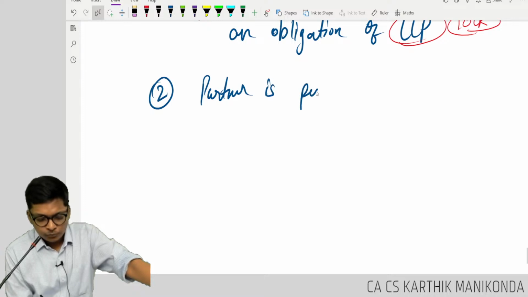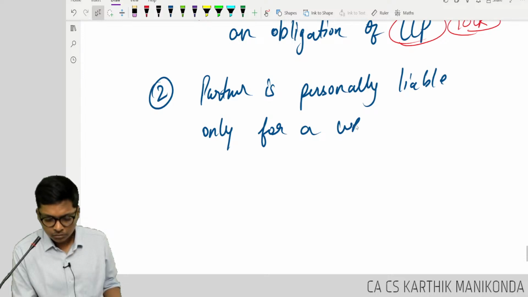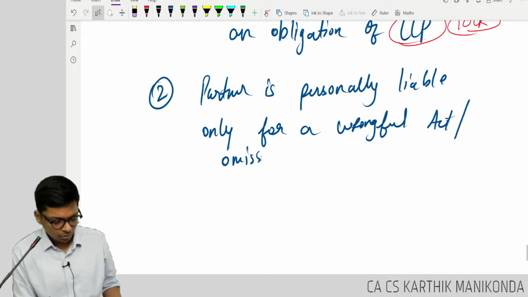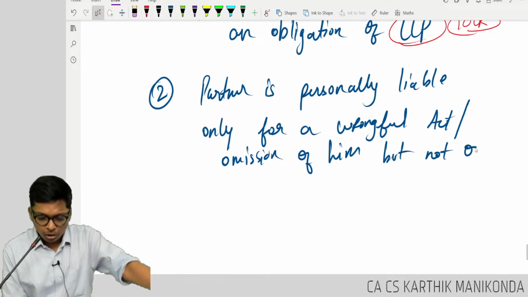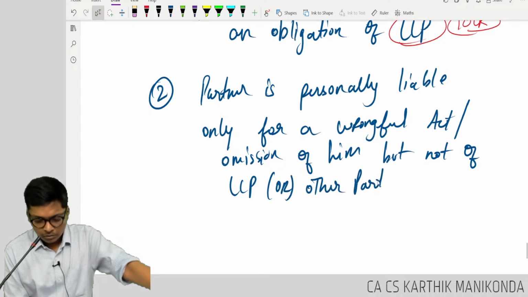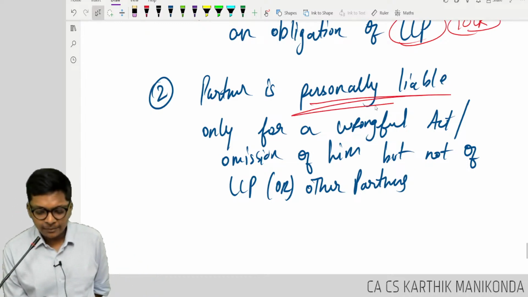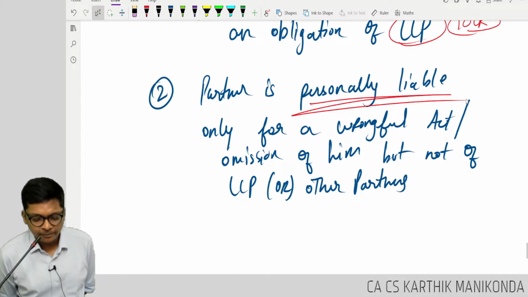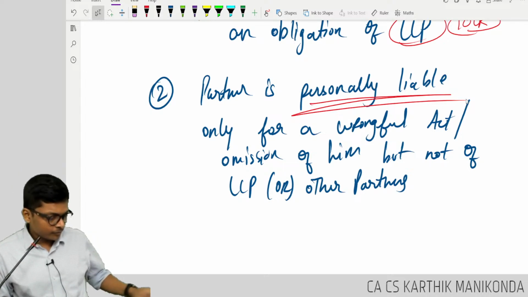Write down: Partner is personally liable only for a wrongful act or omission of him, but not of LLP or other partners. I will explain. Partner is personally liable only for a wrongful act or omission of him, but not of LLP or other partners. Let me explain. Take a moment, write it down.